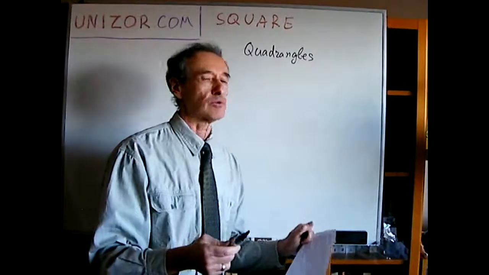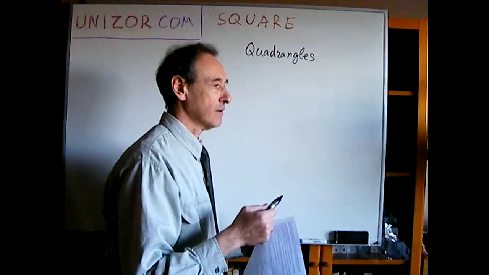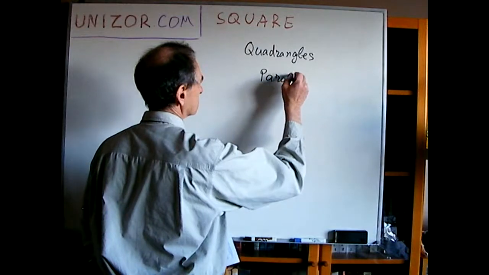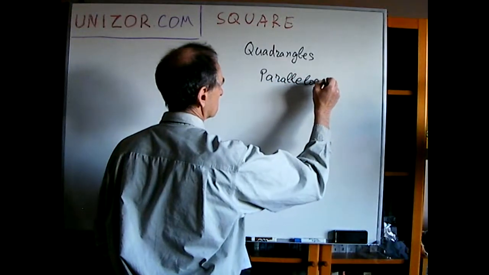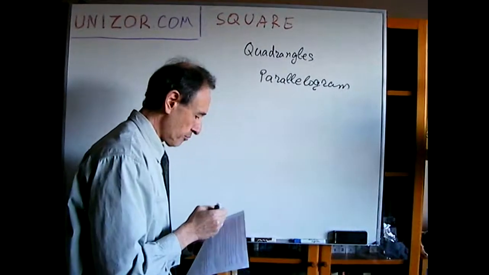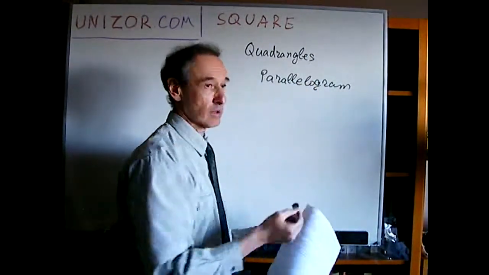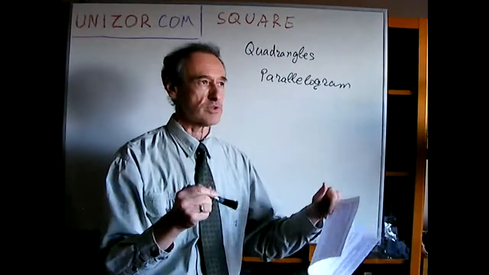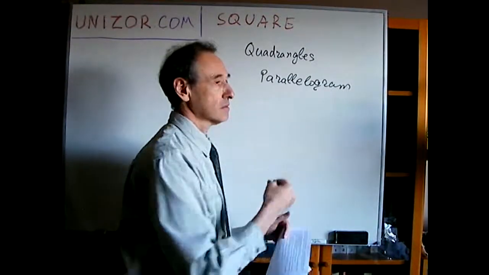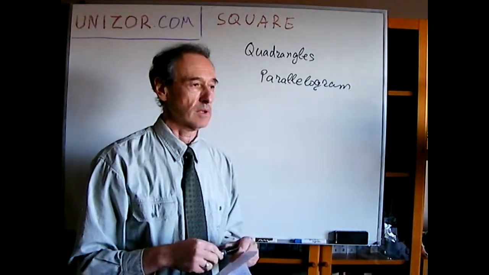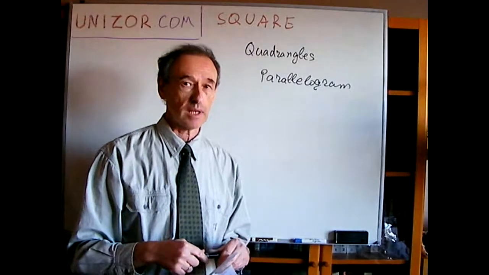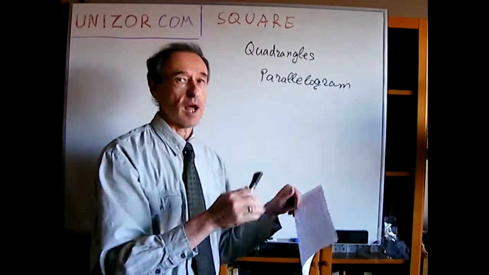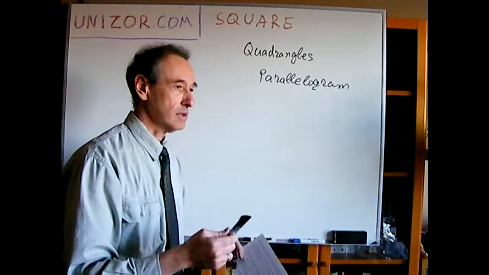Within the whole set of quadrangles, I have defined a subset of parallelograms. Now, parallelograms are quadrangles which have, in addition to being a quadrangle, which means 4 sides, 4 vertices, certain additional characteristics which define them as parallelograms. Well, basically it's parallelism of opposite sides.